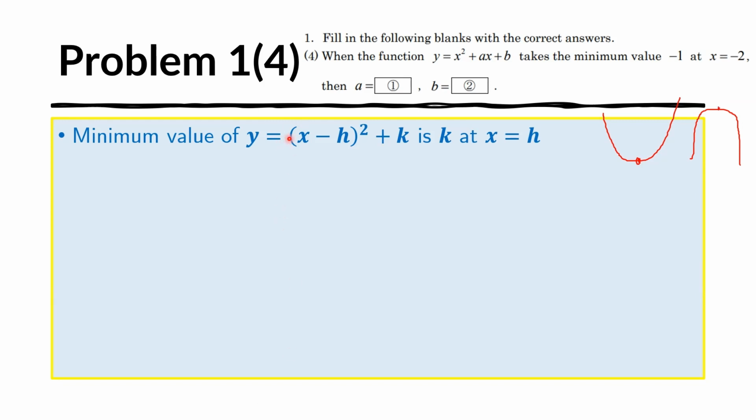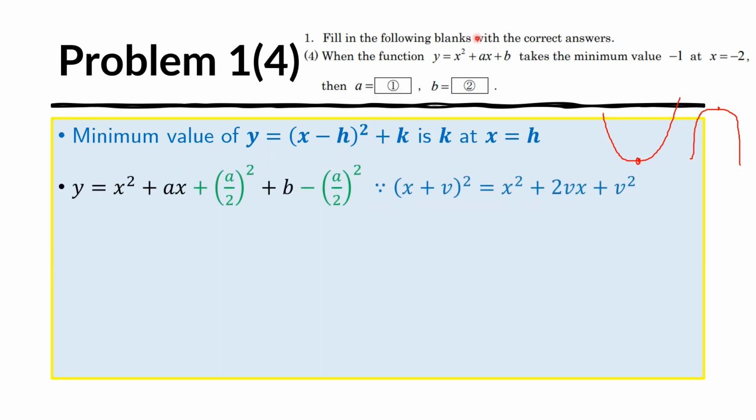So if the coefficient here is positive, like in our problem, then it has a minimum. Looks like this. If it were negative, it would have a maximum, and it would look like this. And so this parabola is the useful form that we need. And the minimum is just k. So if we can put it in this form, k is the minimum, and it is minimum at x equals h. So that's what we'll do here. We will put this given into this form.